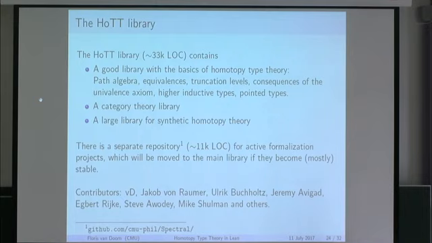The homotopy type theory library contains the following things. It contains a very good library with the basics of homotopy type theory: path algebra, properties of equivalences, properties of truncation levels, truncated types, truncations, consequences of the univalence axiom, for example that function univalence implies function extensionality, various higher inductive types, and a library of pointed types. It has a library for category theory, and then the main focus is synthetic homotopy theory.